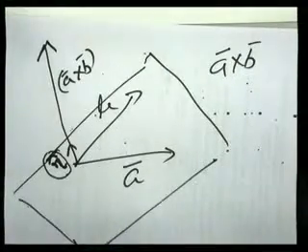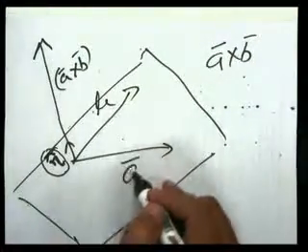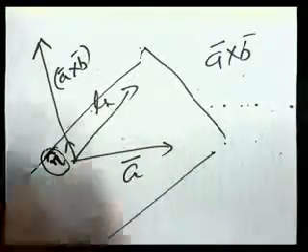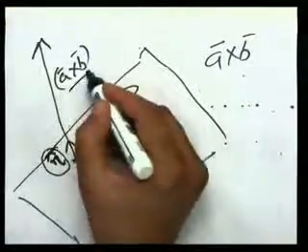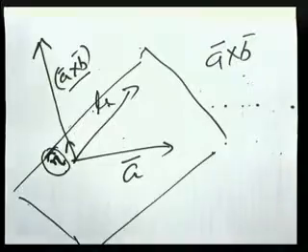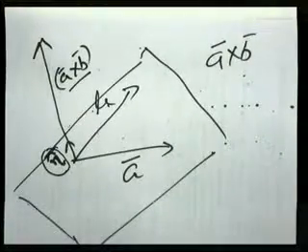Or you can say that if the vectors A and B are on the floor, then A cross B is perpendicular. That means when we stand on the floor, then A cross B is our body. Our body is the vector which is perpendicular to the floor, where the two vectors A and B are lying.